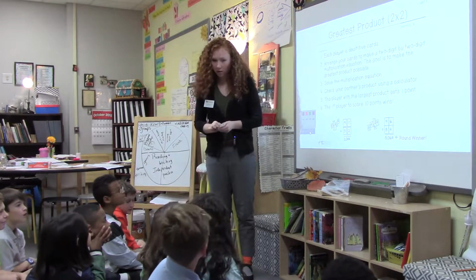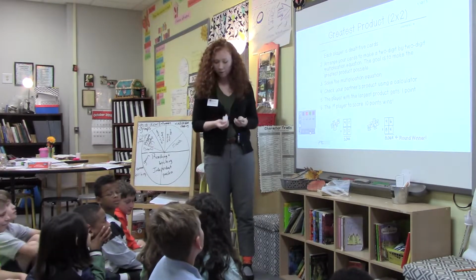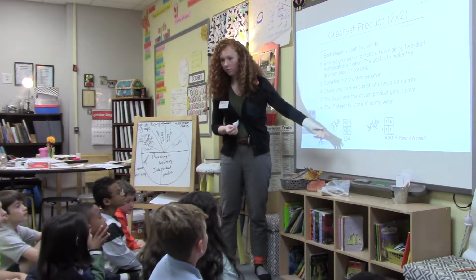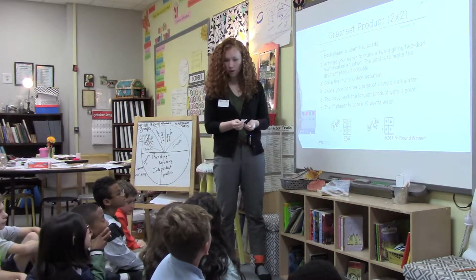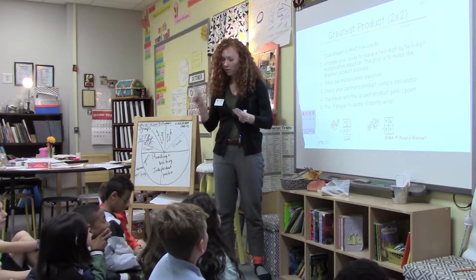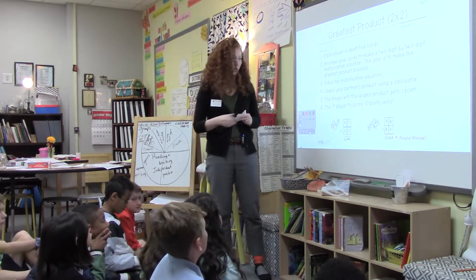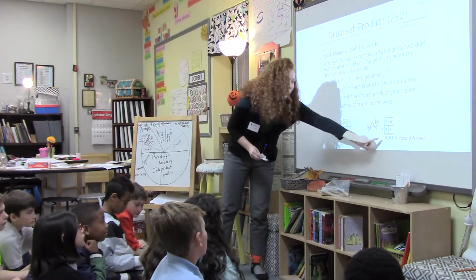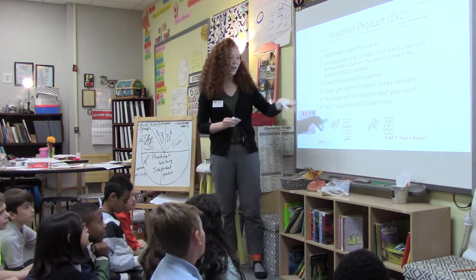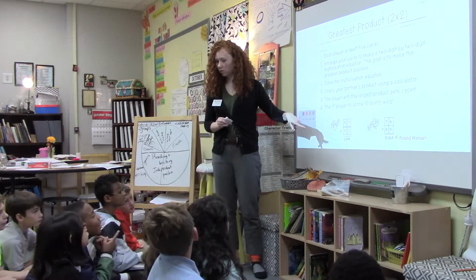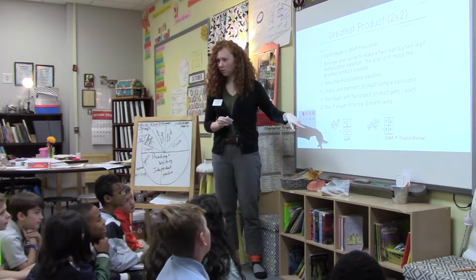After you deal it out, you're going to pick 4 out of your 5 numbers, and you're going to make a standard form problem. And your goal is to make a larger number than your partner. So in this example at the bottom, the winner is this person because they got 8,000 and their partner only got 5,000. Does that make sense?